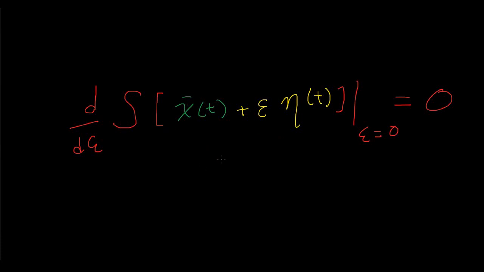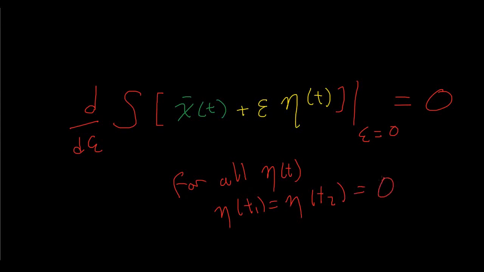And this is like the key sort of thing that's going to really allow us to figure everything out. Right? This is like the key thing to realize. When epsilon is 0, we have the minimum possible action. And when epsilon is not equal to 0, we have some different path. So this is true for all eta of t, as long as eta of t1 equals eta of t2 equals 0.